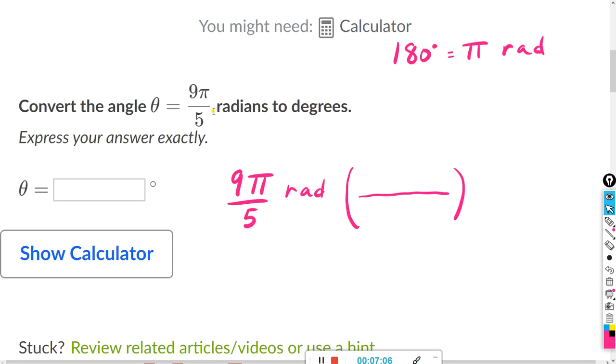So here we're converting radians to degrees. We're starting with 9 pi over 5 radians. And since radians is in the numerator here, we want it to drop out, so put it in the denominator here. So the pi radians goes in the denominator. And the 180 degrees goes in the numerator.